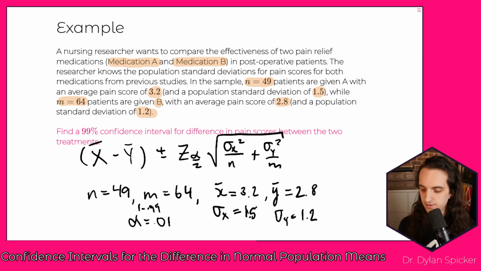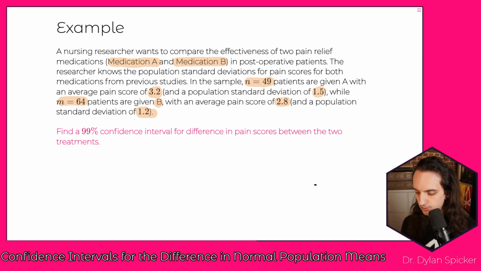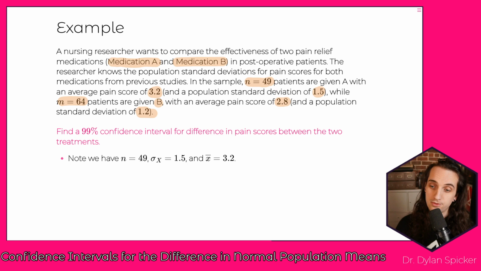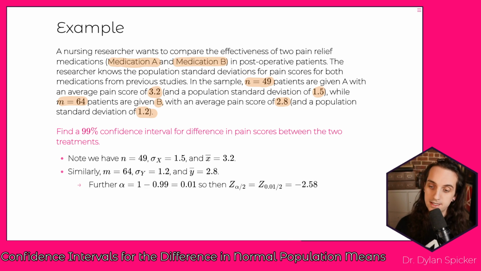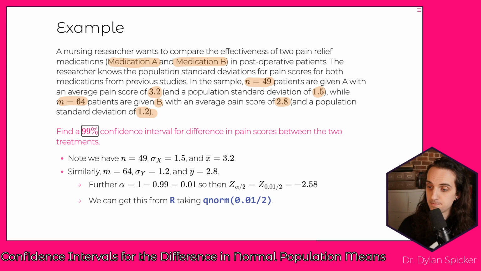We have all of this information and the formula that we need, so all that remains is to plug in and work out the actual result. So we have n is 49, sigma x is 1.5, x bar is 3.2, m is 64, sigma y is 1.2, y bar is 2.8. Alpha is going to be 1 minus 0.99 because we want our 99% confidence interval. Then z alpha over 2 is z of 0.01 divided by 2, which we can get to be negative 2.58. How do we get that? We can get that using R. If we want our z critical value, we look at qnorm. qnorm of 0.01 divided by 2 gives us negative 2.58 here.